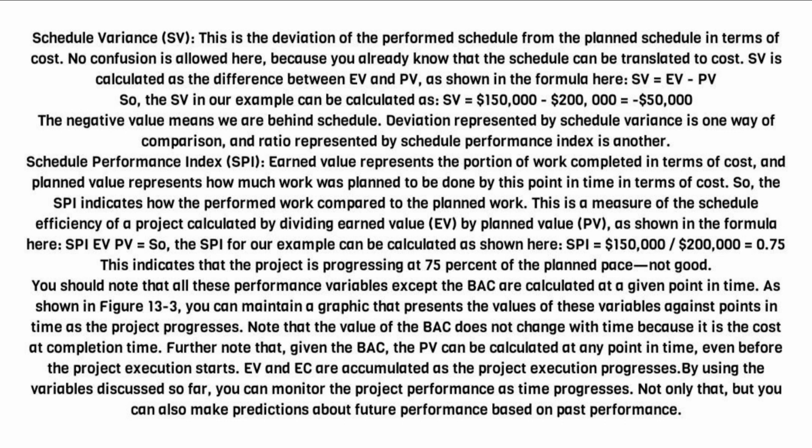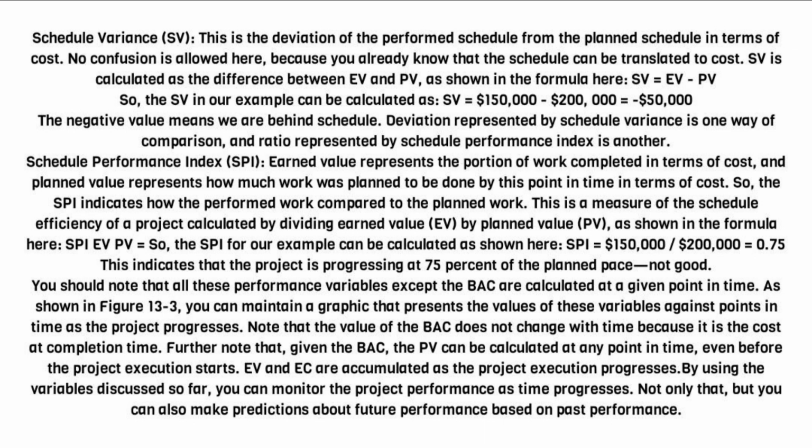You should note that all these performance variables except the BAC are calculated at a given point in time. As shown in Figure 13.3, you can maintain a graphic that presents the values of these variables against points in time as the project progresses. Note that the value of the BAC does not change with time because it is the cost at completion time. Further note that, given the BAC, the PV can be calculated at any point in time, even before the project execution starts. EV and AC are accumulated as the project execution progresses.